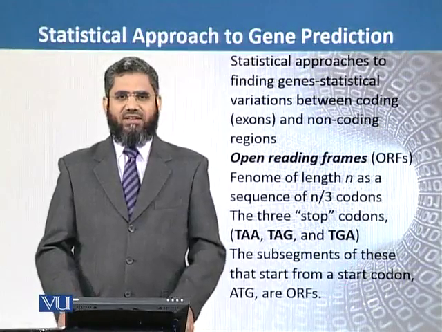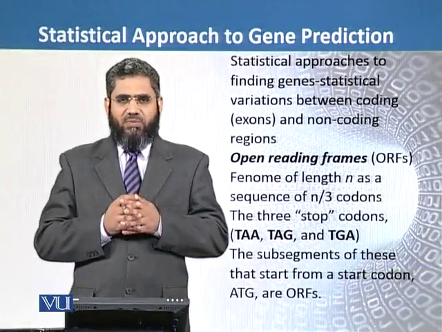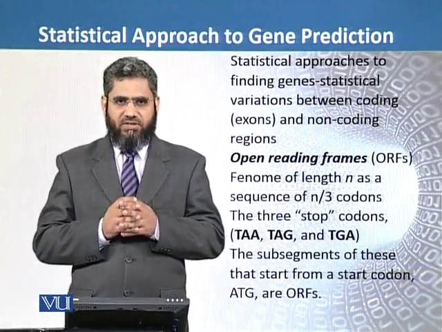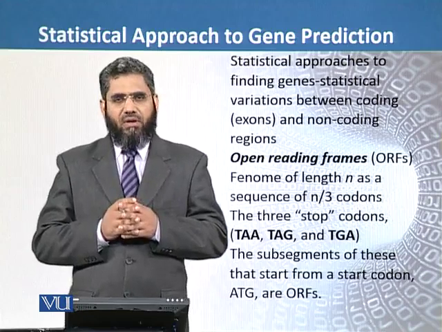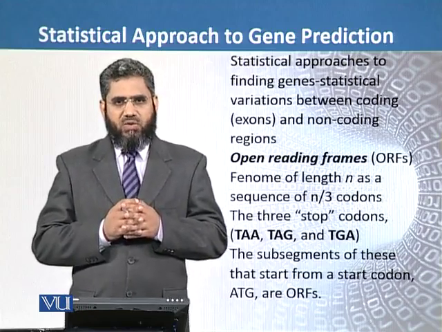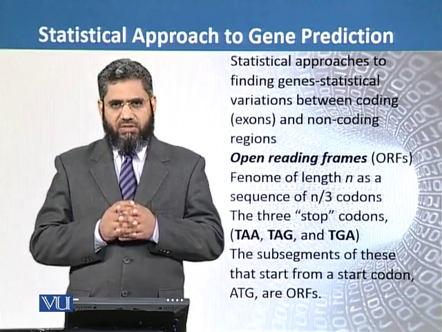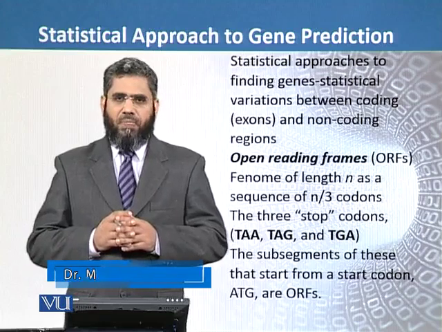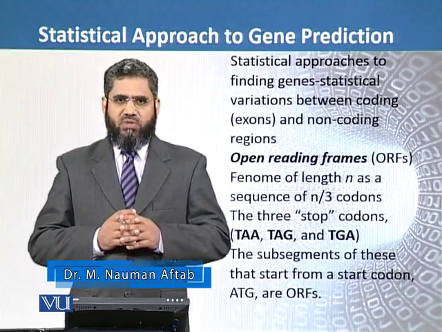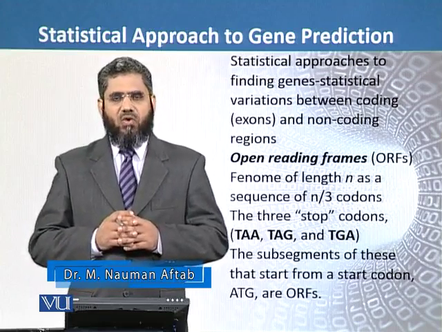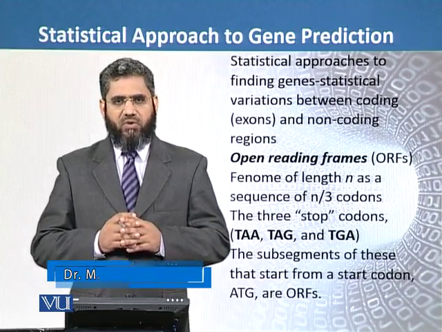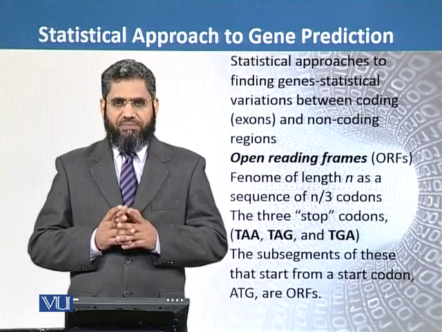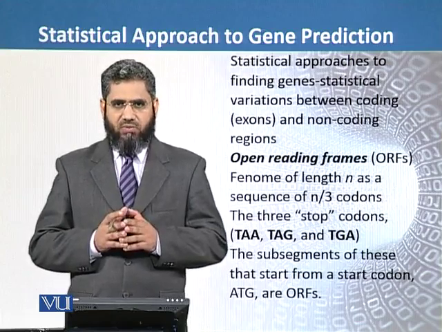As we have seen earlier, the statistical approach to finding genes in the genome relies on the statistical variation present in the exon and intron regions. On the other hand, there is a very straightforward approach, in which we can find the open reading frame. And we know that the open reading frame comprises the region that is transcribed into mRNA and then protein.